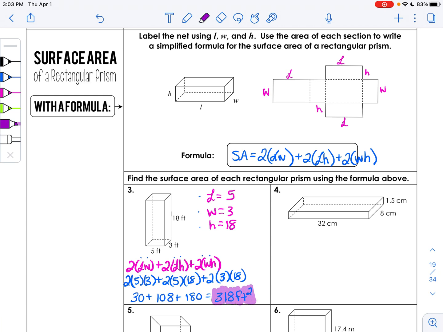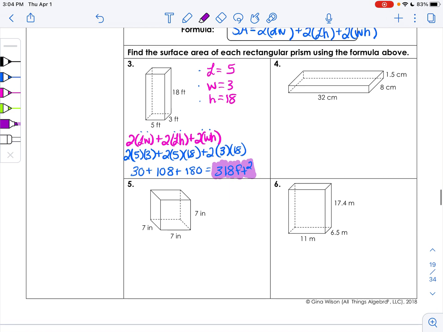So it's two ways to think about how you're finding the surface area. You can use a net to visually see and find the area of each individual one and add them up. Or you can use the formula, identify your length, width, and height, and then plug it into the formula that way. Go ahead and highlight 4, 5, and 6 and give finding the surface area of rectangular prisms a try.